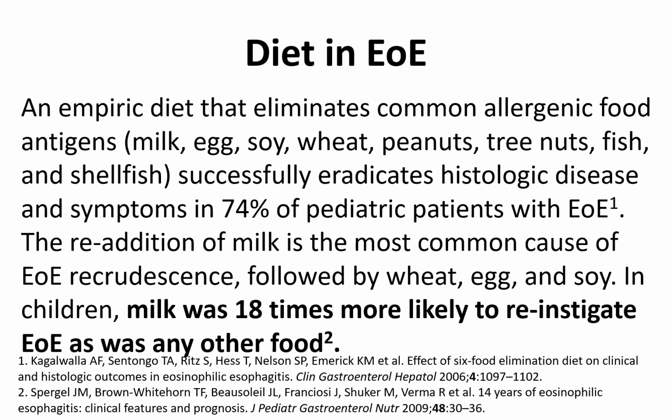So patients who'd already tried foods out of their diet and didn't find that it worked were more likely to try a steroid, and vice versa. If they'd tried a food out of their diet and felt a lot better, they were more likely to go down that treatment route. So from this 6-food elimination diet, people have actually done 8 food elimination diets, 4 food, 2 food, and even 1 food. And studies at Philadelphia have found that milk was 18 times more likely to reinstigate EOE than any other food.